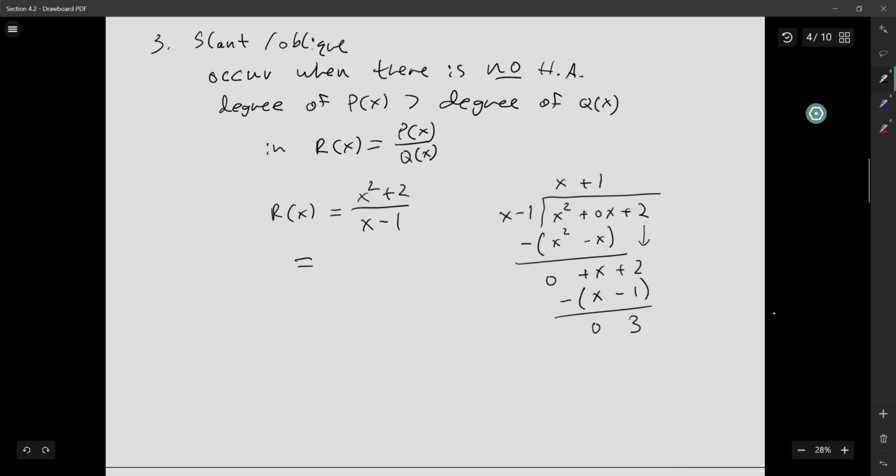So what this says is that when I divide x squared plus 2 by x minus 1, I get x plus 1, and I have a remainder of 3. And my remainder goes over what I was dividing by, so I've got x plus 1 plus 3 over x minus 1. This part right here that does not have the fraction is my asymptote.